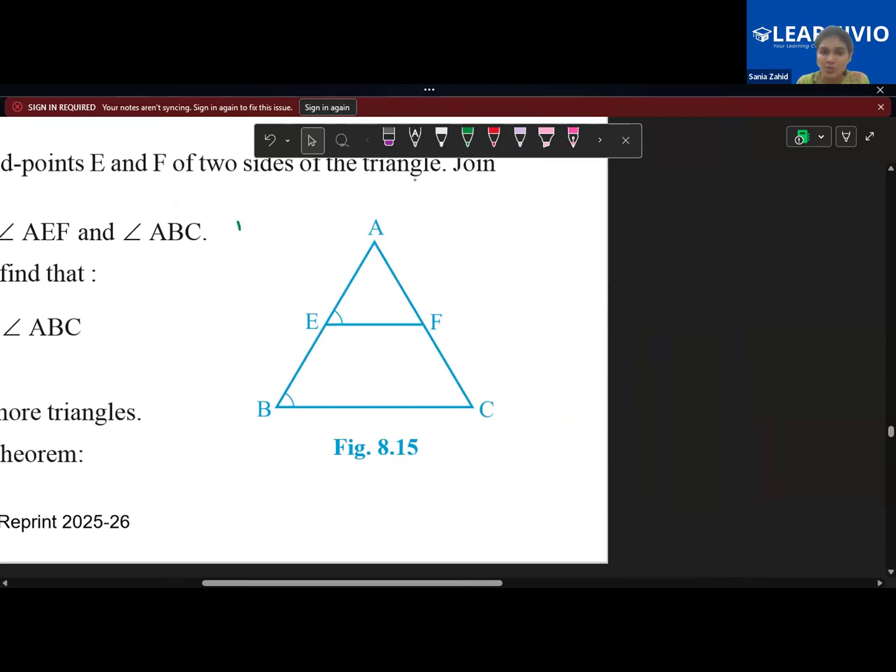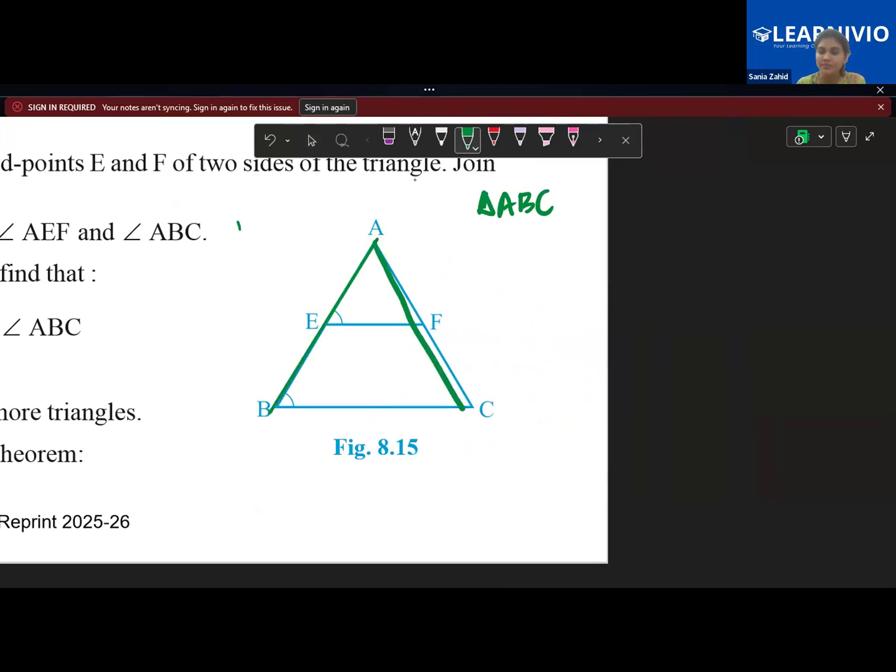This is a triangle that I'm taking, triangle ABC. In this triangle, children, I take two sides. The sides I'm taking are this side and this side. These two sides I'm taking, and I take their midpoints. So let's suppose E is the midpoint of AB. What does it mean that E is the midpoint? What does it mean?